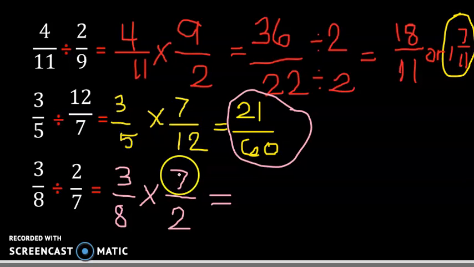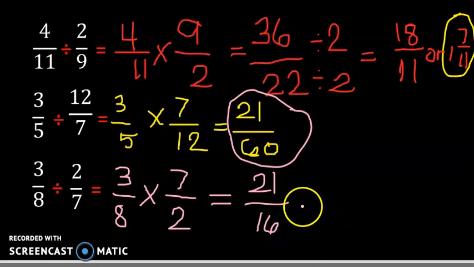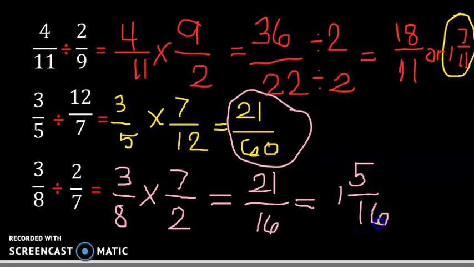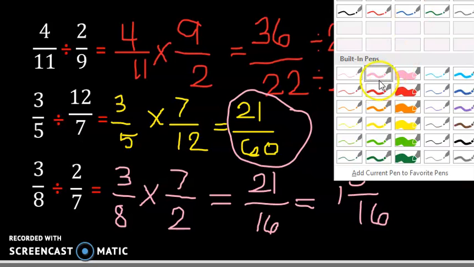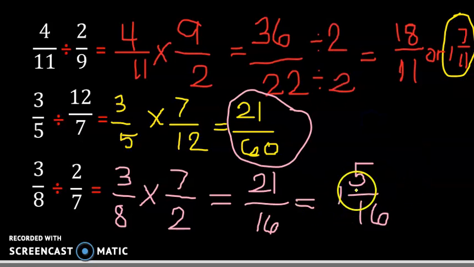So 3 times 7 is 21. And 8 times 2 is 16. So since this is an improper fraction, we can reduce this one to a mixed number. So equals 1 and 5 over 16. So our final answer is 1 and 5 over 16.